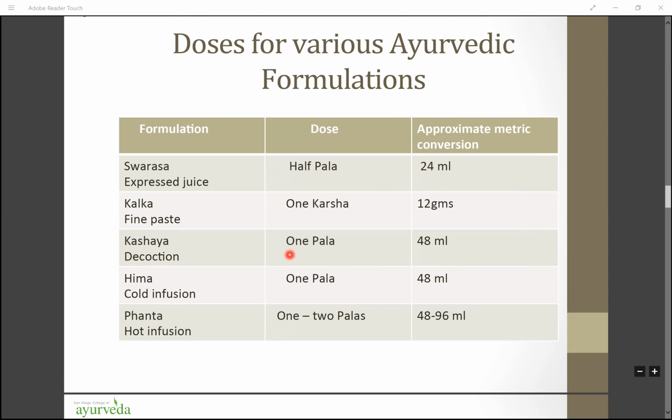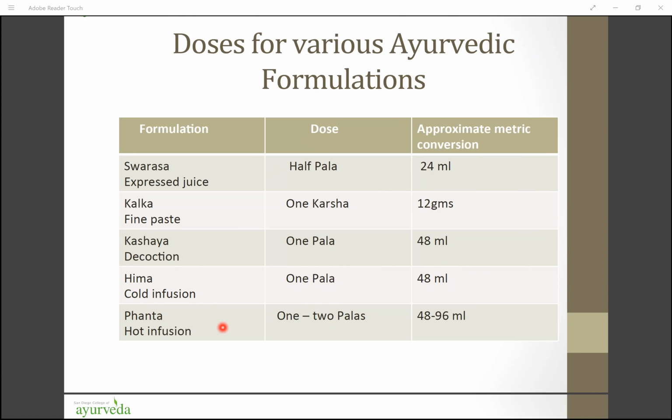Like I told you in the beginning of the class, based on your client, you can make changes to this dosage. Kashayam, usually you give about 48 ml. Hima, which is a cold infusion, again 48 ml. And Fanta, which is a hot infusion, you give about 48 to 96 ml based on the condition and the client.